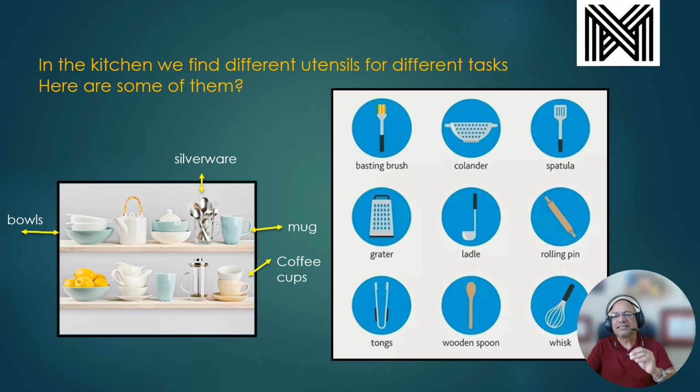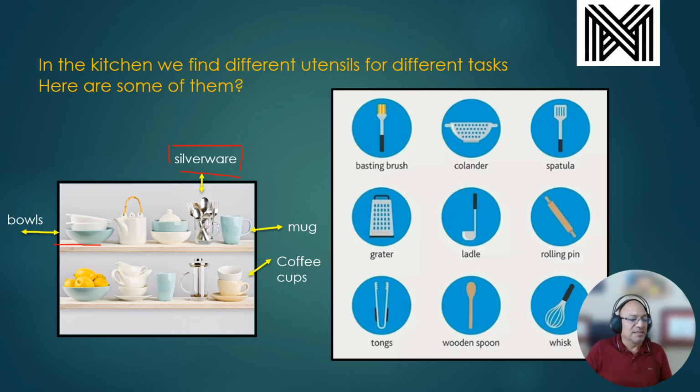Some different utensils that we use for different tasks in the kitchen are some of these. For example, I can see a bowl or some bowls. I like to use bowls to eat my cereal in the morning. We have the silverware here, a spoon, fork, and knife. The whole group of utensils is called silverware.